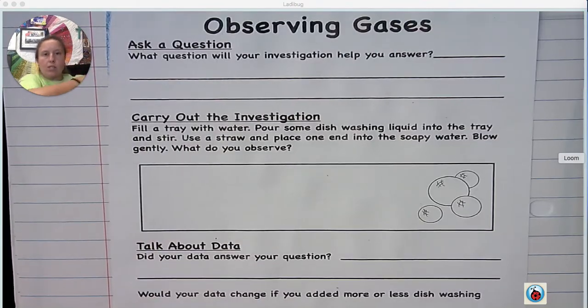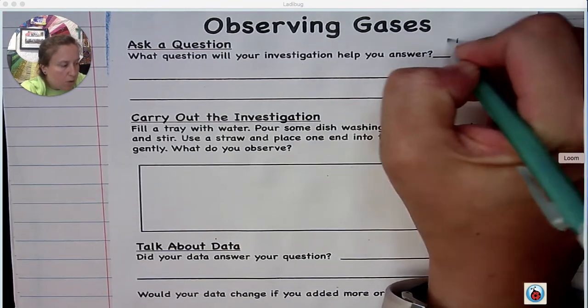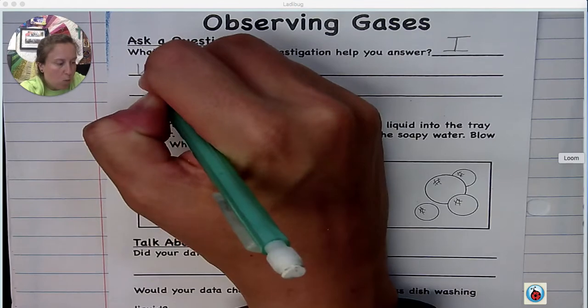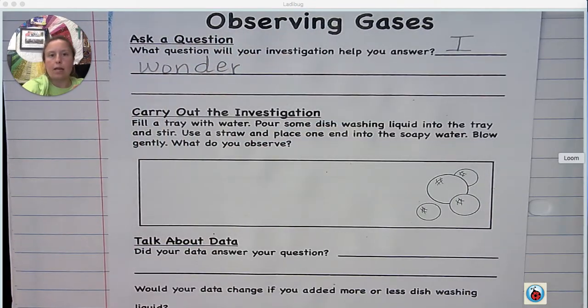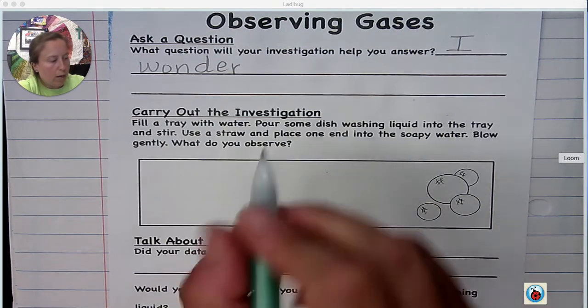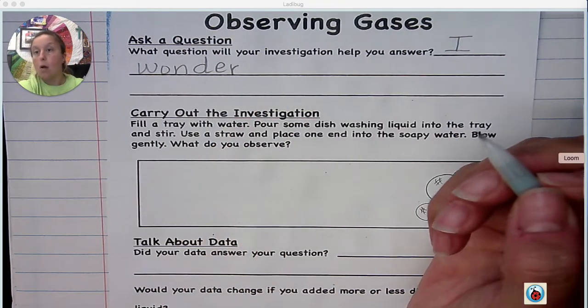So, our question is all about observing gases. And so, the beginning part of our sentence is going to begin with an I wonder question. So, it's something that you're wondering about. And what I can tell you is that it's anything you maybe have a question about gases and bubbles. So, why don't we write about, this is my question.